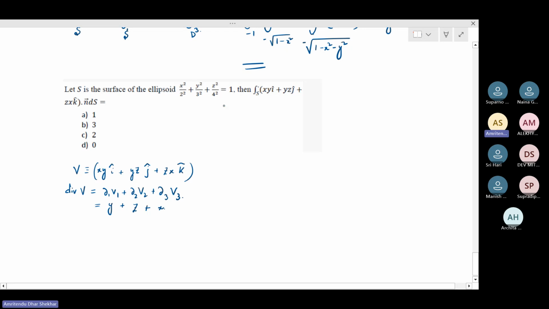So this is a direct application of Stokes theorem, which is the divergence theorem, which is integrating the function x plus y plus z over the volume enclosed by the ellipsoid. Okay, so the ellipsoid is basically like a 3D version of the ellipse, and you have to integrate this function over the region bounded by this ellipsoid. Okay.